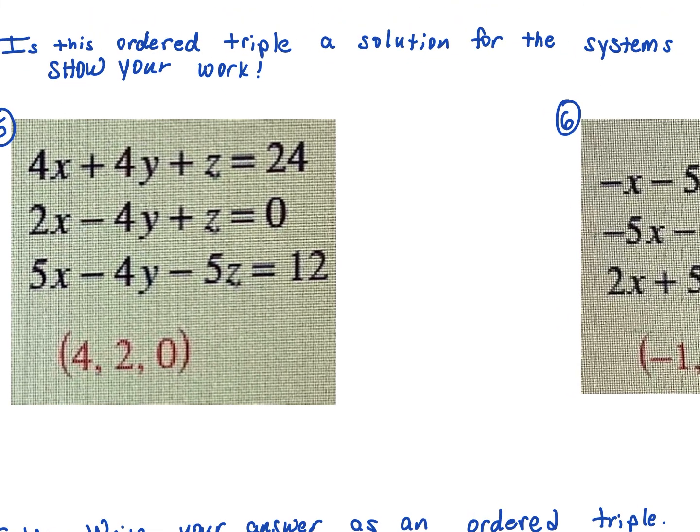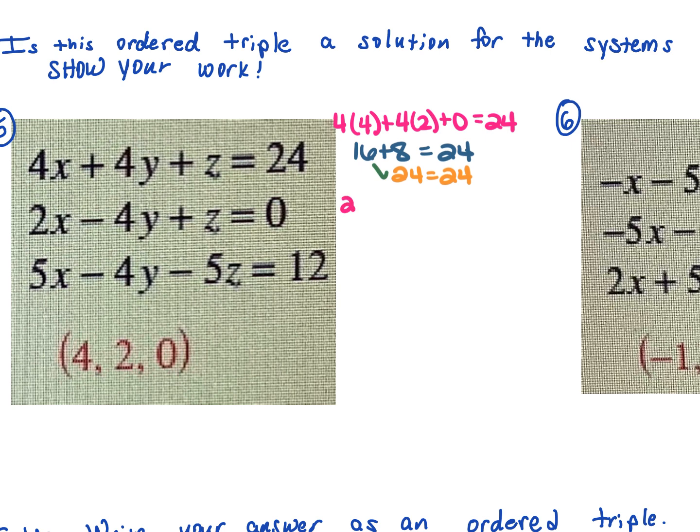So this top equation, we're going to have 4 times 4 plus 4 times 2 plus 0 is equal to 24. That gives us 16 plus 8 is equal to 24. And that's 24 is equal to 24. So that gives us a true statement. We're going to move to the middle one now.